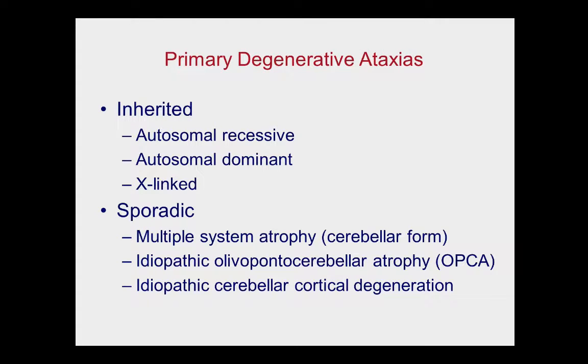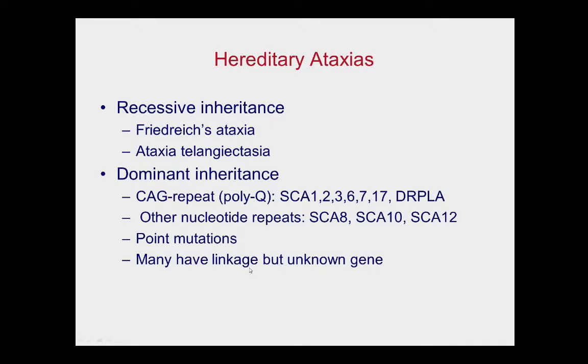Primary degenerative ataxias include inherited ones, autosomal recessive and autosomal dominant. I'm going to talk almost exclusively today about dominant ones. There are some X-linked ones and some sporadic ones. Of the hereditary ones, the most important recessive one in North America is Friedreich's ataxia, which is reasonably common, but I won't be dealing with that today.